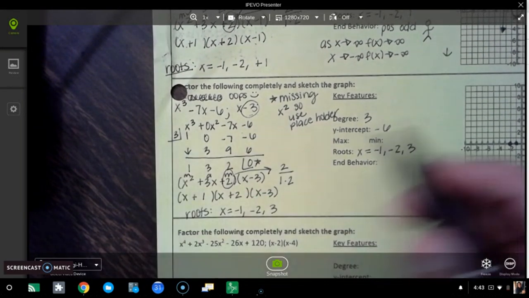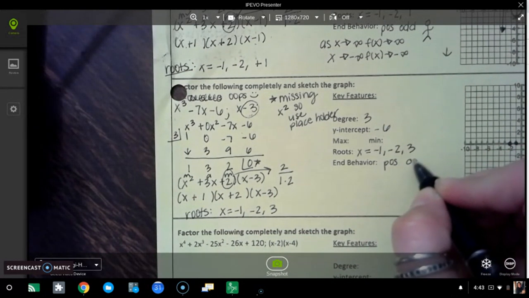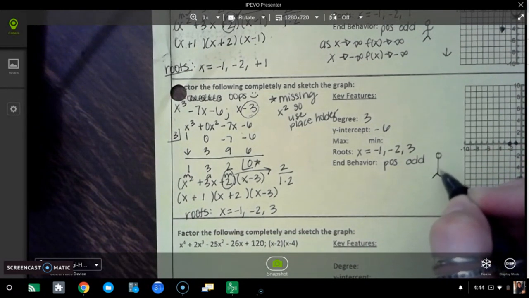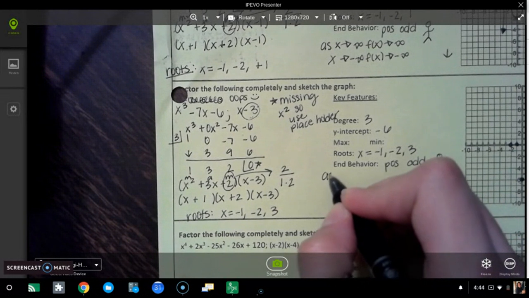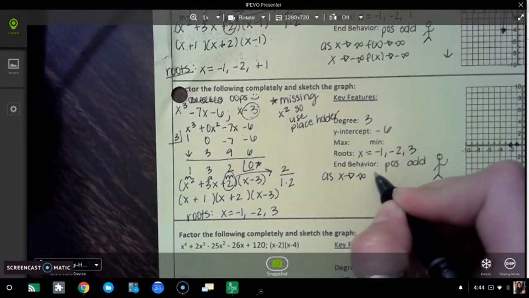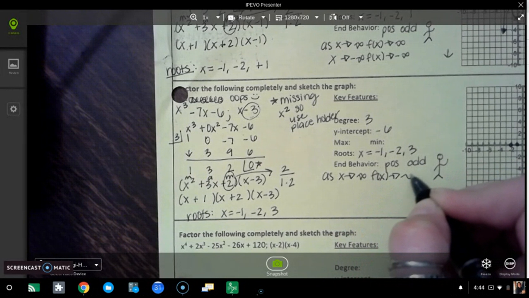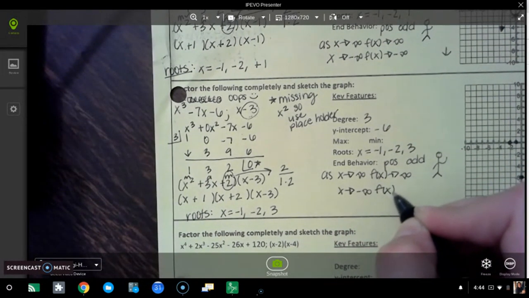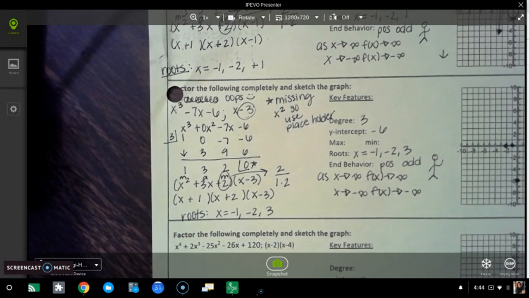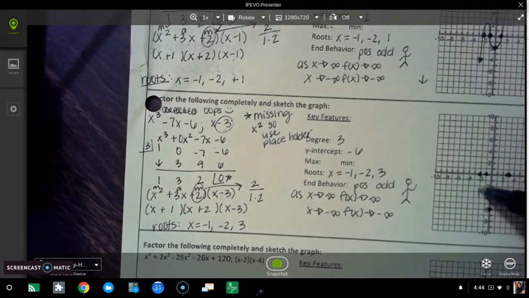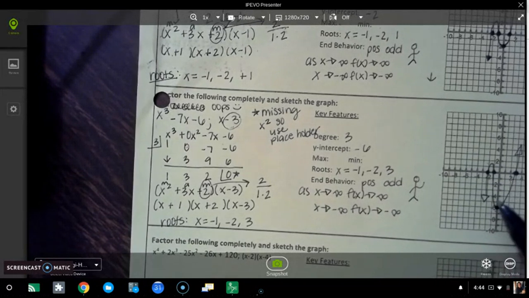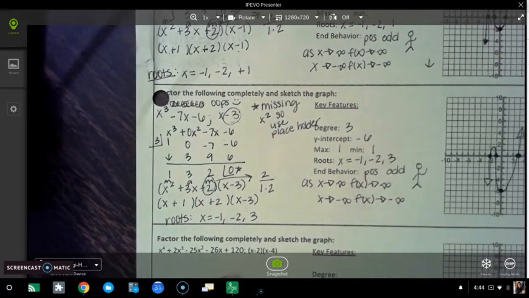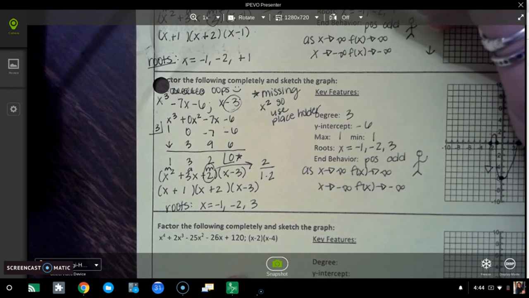End behavior, we are positive, so it's going to be a positive odd, kind of like how we had above. So as x goes to infinity, f of x goes to infinity. As x goes to negative infinity, f of x goes to negative infinity. So let's sketch this guy. I have 1 max and 1 min. What questions do you have?